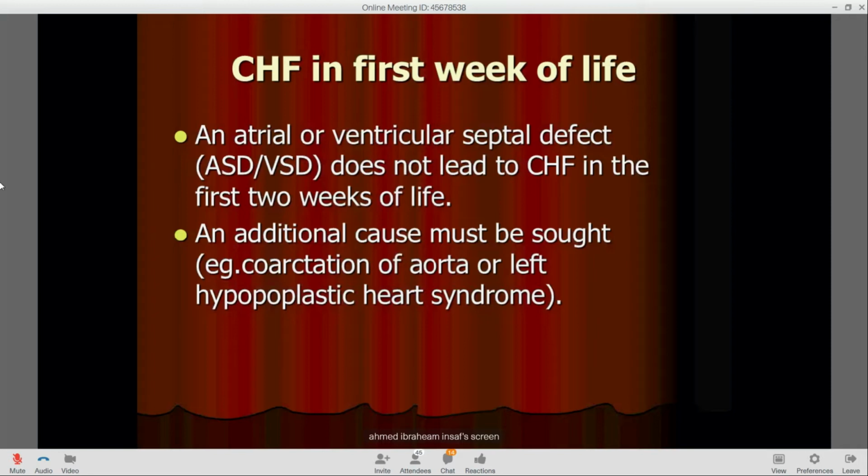As we mentioned, ASD and VSD do not lead to heart failure in the first weeks of life.